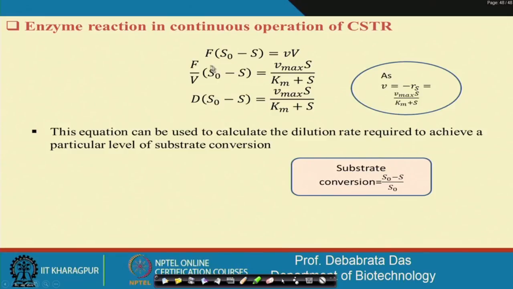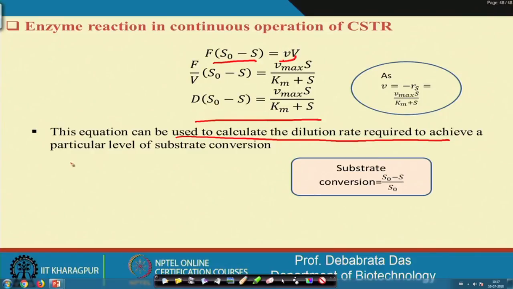So, if we analyze this process, it comes out like this: F into S0, where F is the volumetric flow rate and capital V is the volume of the reactor, and the final equation will be D into S0 equals Vmax S by Km plus S. This equation can be used to calculate the dilution rate required to achieve a particular level of substrate conversion. Suppose we want to achieve 50% substrate conversion, or 80% substrate conversion; we can use this equation to see how we can achieve that particular conversion and how much time is required, which we can also calculate from that.